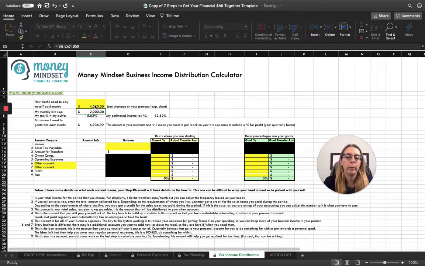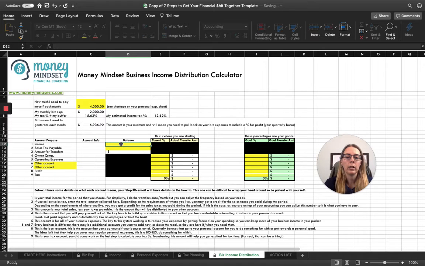Now, it's pulling from your business expense tab that you have $2,000 a month in business expenses. And then it's also pulling from the tax planning tab that you want to be setting aside 15.62% for income taxes. So it adds all that up, and it has a business income goal to help cover all of those expenses of $6,936.92.